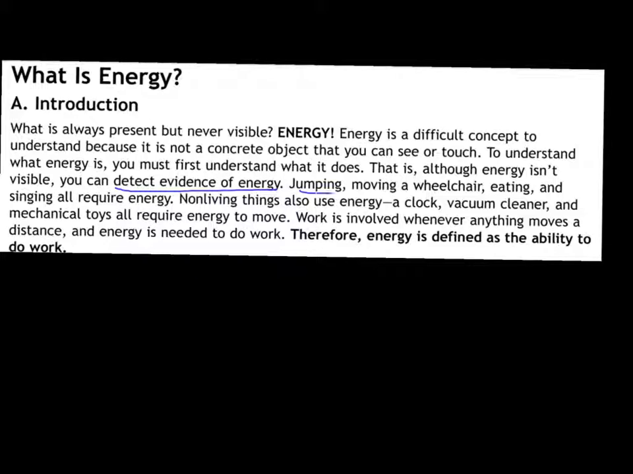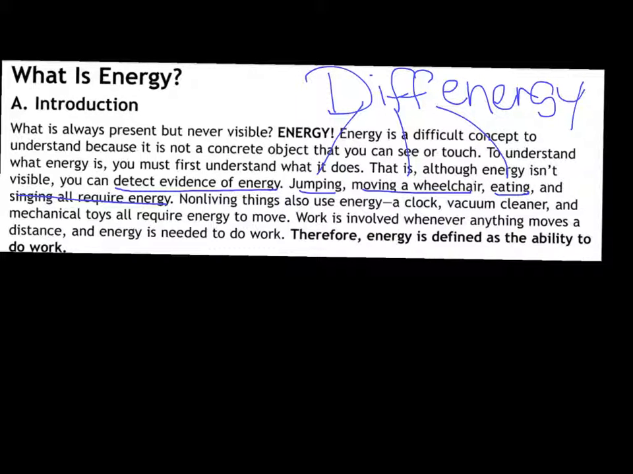For example, jumping, moving a wheelchair, eating, and singing all require energy. But each of these is a different type of energy. So there's different energies. Different energy. Because I do something different when I jump, when I move a wheelchair, that's different. And when I'm eating and singing, those are all different kinds of energy. So then my question is, what are the different types of energy?